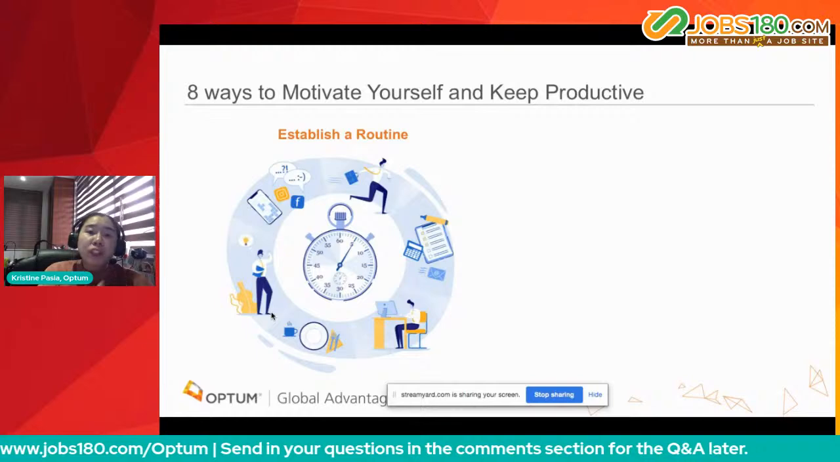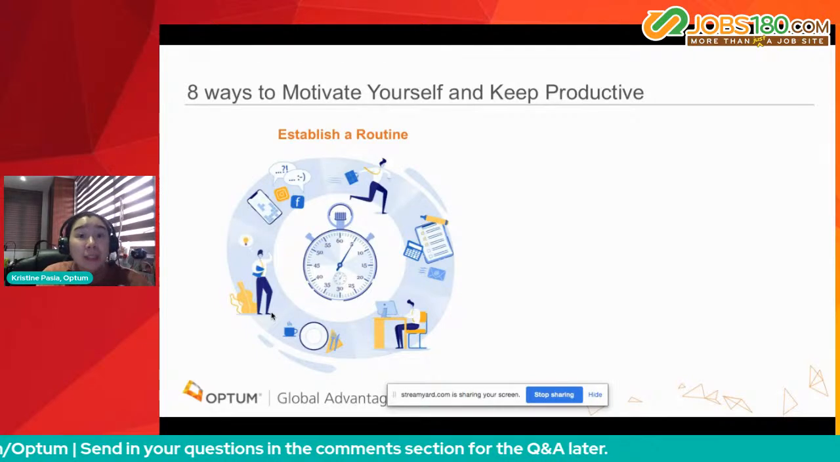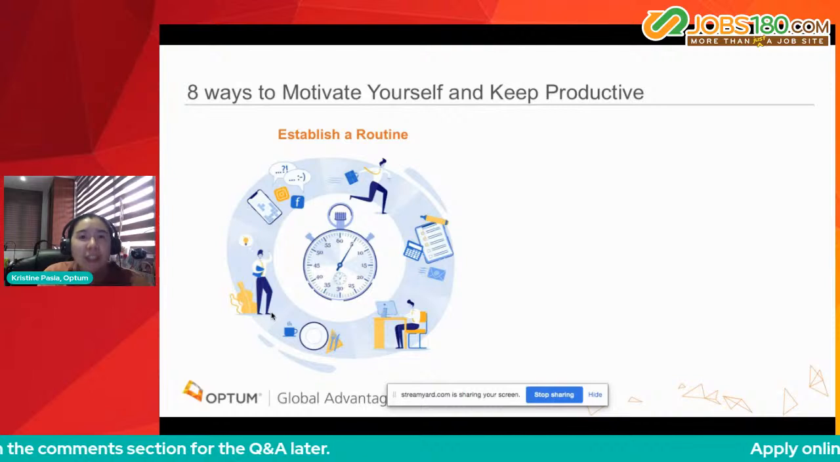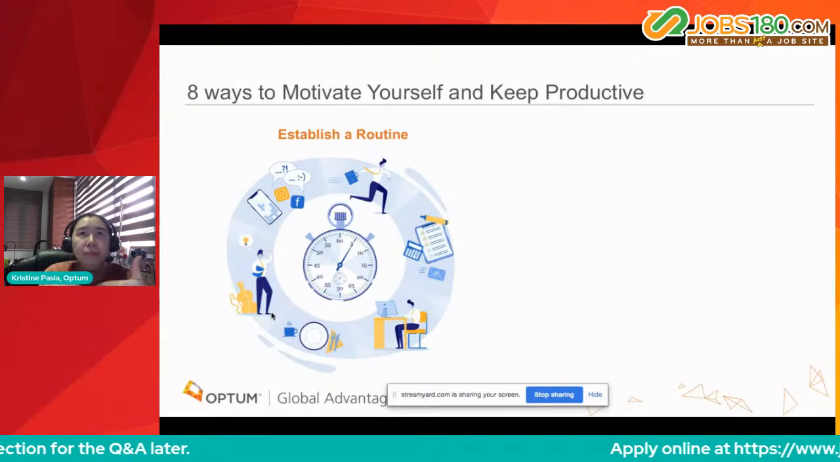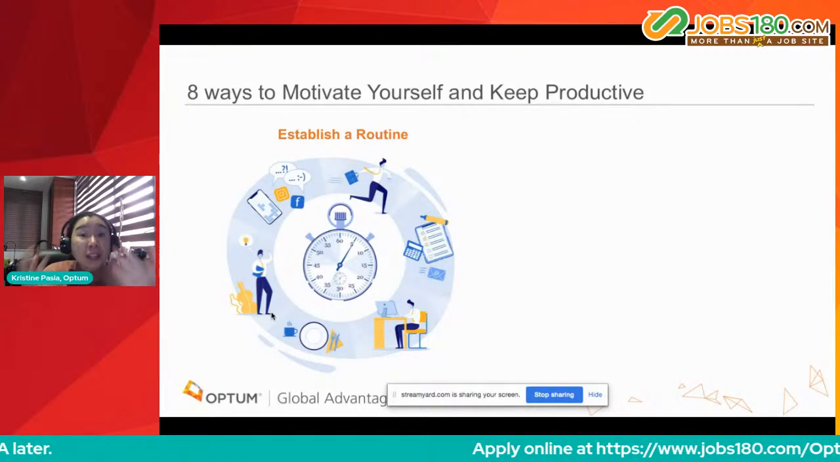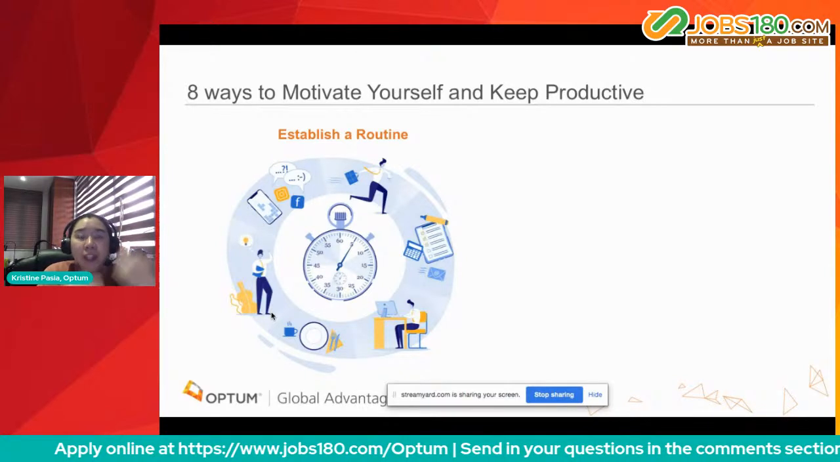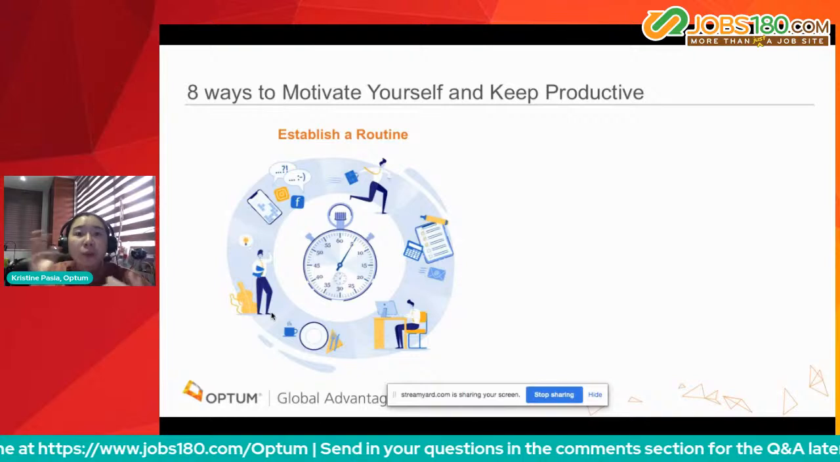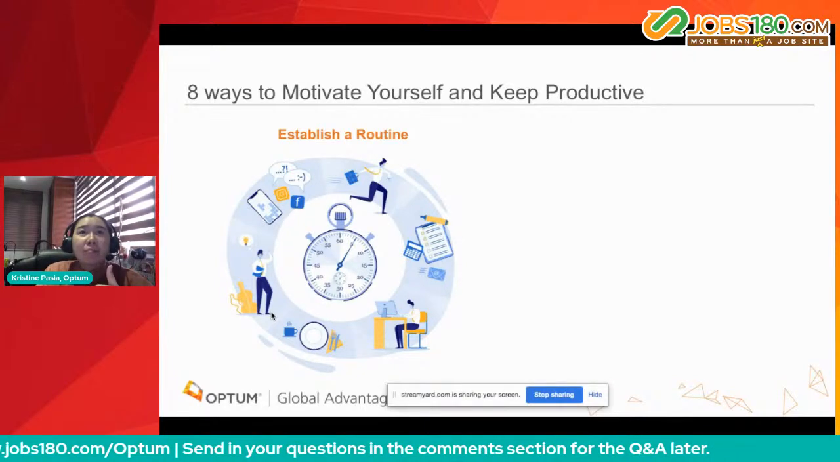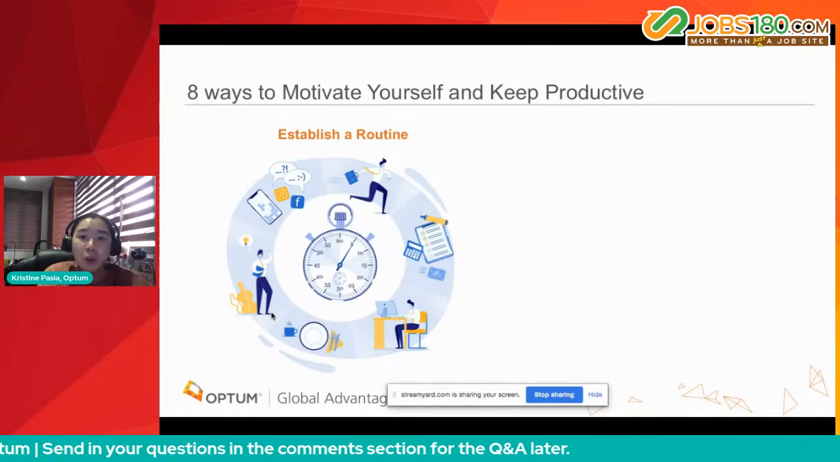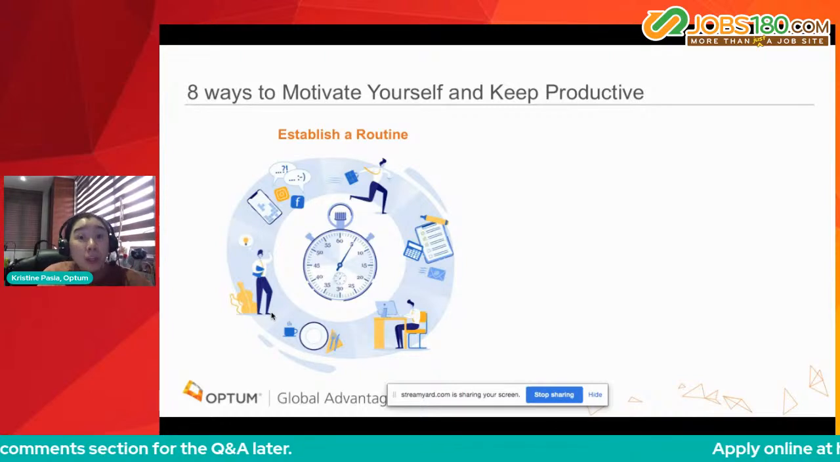You have to make sure that your routine is followed on a day-to-day basis, so that you have already a certain type of routine that you follow, like when you were going to school or when you were going to the office. You followed a certain routine, like you wake up, you get ready for work, you commute to work, and stay in the office, then go home, right? Something similar to that, but you have to establish that working from home so that you motivate yourself and keep productive.